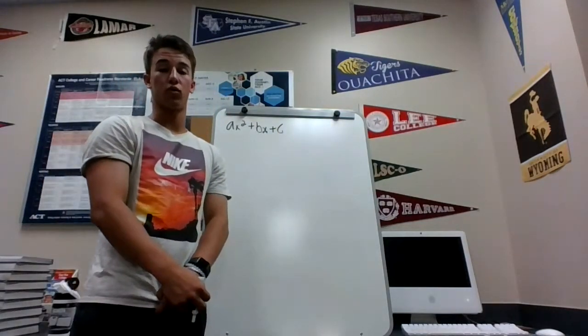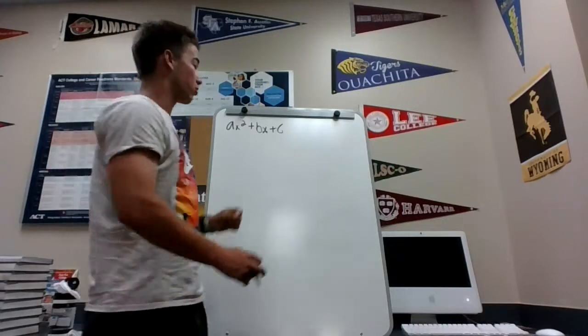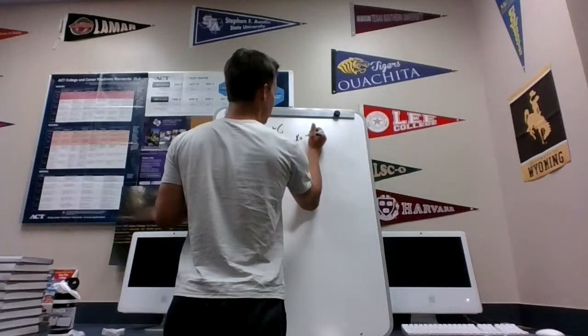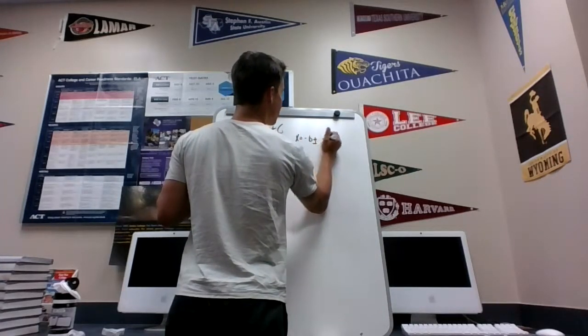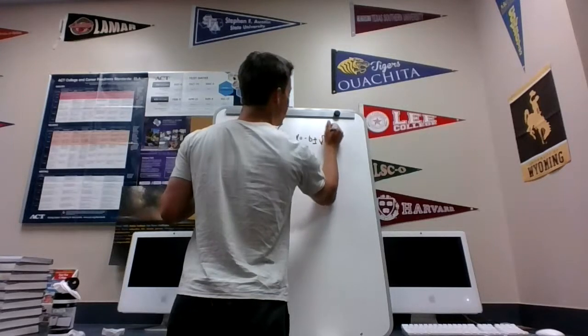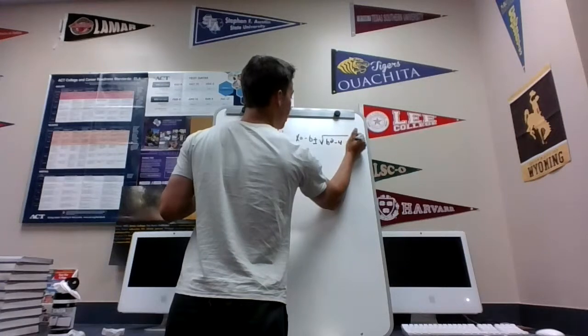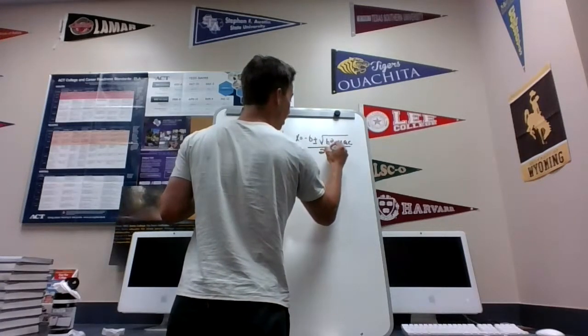Next, you have to know what the quadratic formula is in order to solve it by using the quadratic formula. The quadratic formula is as follows. X equals negative b plus or minus the square root of b squared minus 4ac all over 2a.